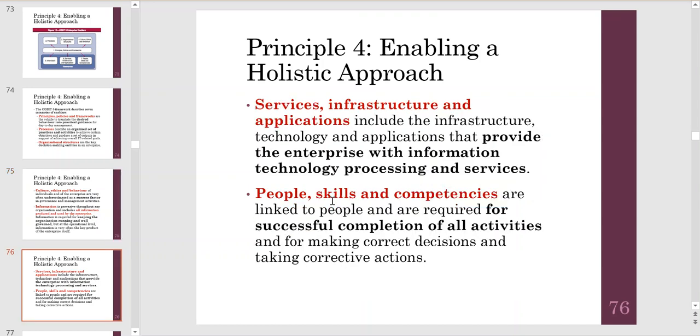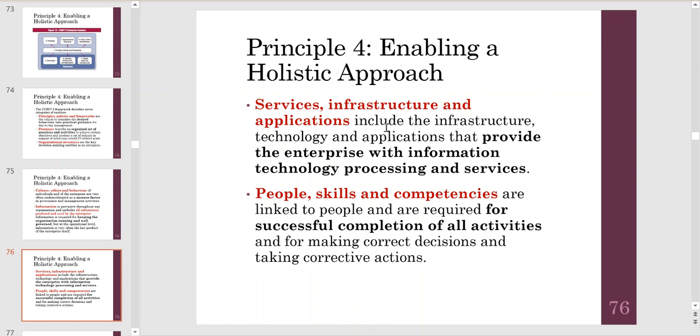We have services, infrastructure, and applications which are supporting completion of the business activities, completion of the processes. So this is helping IT. Services usually require applications. Applications usually require infrastructure.